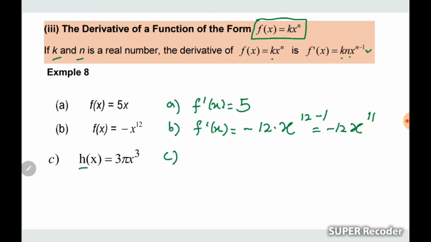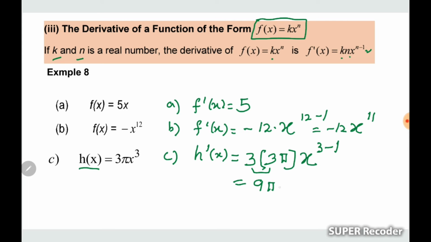Okay, what about C? The function is h(x), so when you differentiate, it will be h prime x. H prime x equals 3, you have to multiply with 3 pi. 3 pi is also a constant. Then you have to multiply with x to the power of 3, you have to minus 1. So the answer is 3 times 3, 9 pi, multiply with x squared.